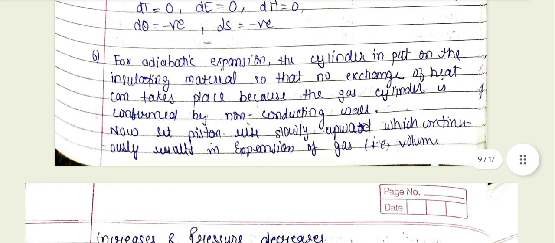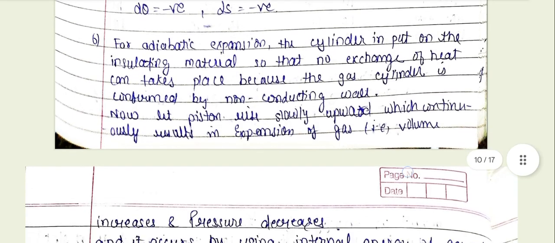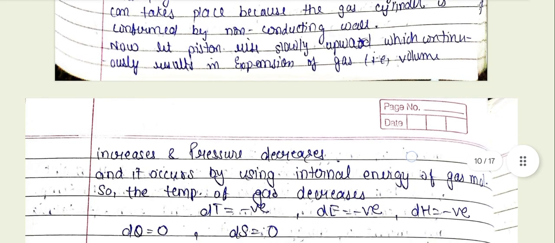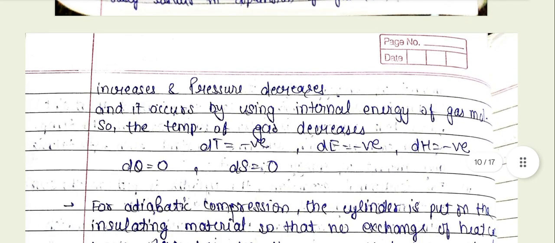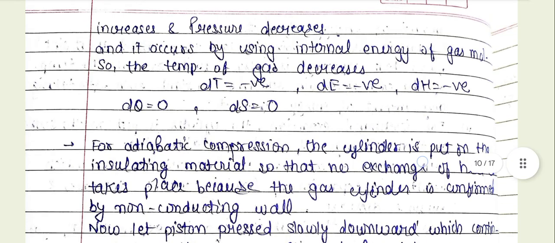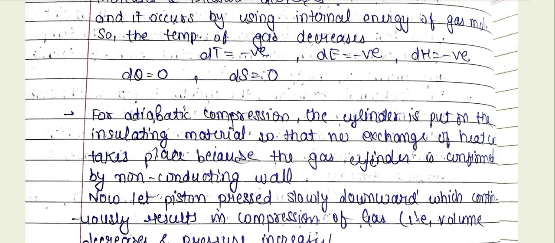For adiabatic expansion, the cylinder is put on the insulating material so that no exchange of heat can take place, because the gas cylinder is confined by a non-conducting wall. Now let the piston rise slowly upwards, which continuously results in the expansion of the gas, that is, volume increases and pressure decreases, and it occurs by using the internal energy of gas molecules, so the temperature of the gas decreases. dT is negative, dE is negative, dH is negative, dQ equals 0 and dS equals 0.